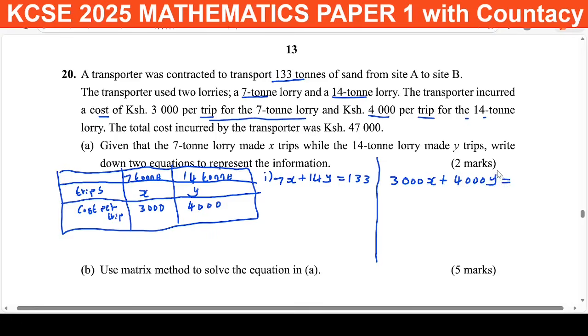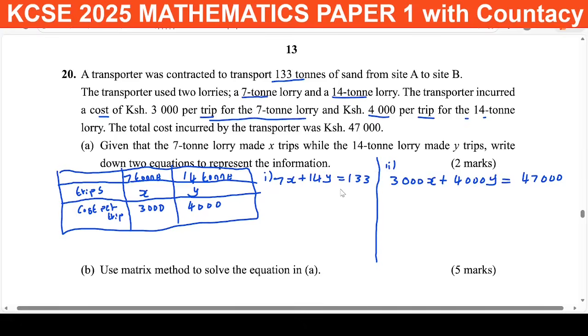Yeah, like that. Quite interesting. And we are told that this amount is totaling to a total cost of shillings 47,000 right here with us. Therefore, that is 47,000. So these are the two equations that we get, and actually, the question is telling us to do what? Let's check. Given all that, so I'm avoiding all that. We are told to write down two equations to represent the information, and we have our two equations already.